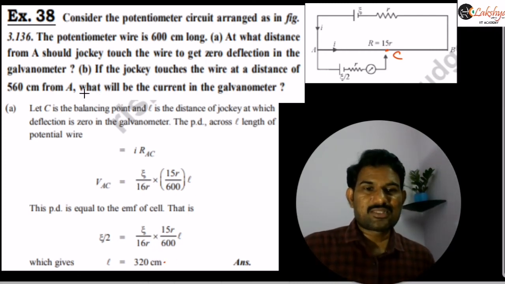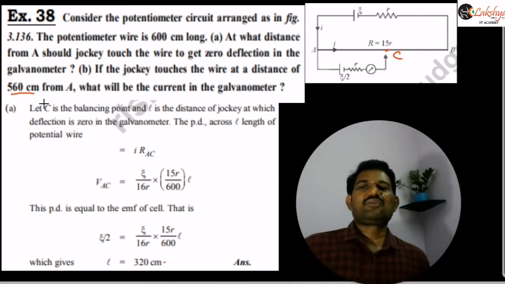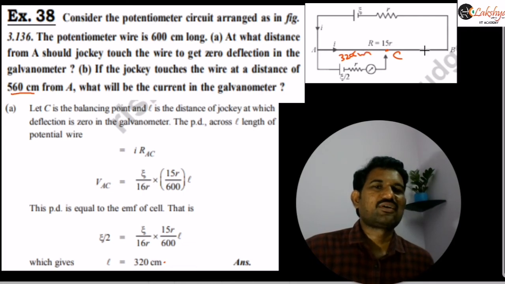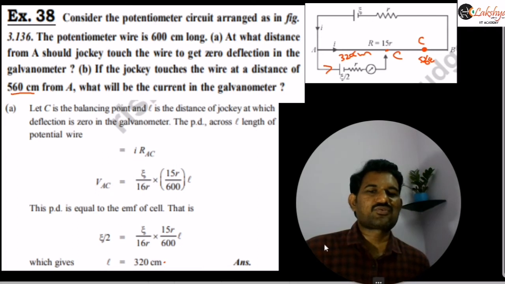So this next part is important for us. In the next part, what they are asking is that we touch the jockey at a distance of 560 centimeters on this wire. If we take 320 centimeters, then this EMF E by 2 will be balanced by the potential difference across this. Now we are touching at some other point, 560 centimeters. Then definitely the potential difference across this AC will be greater than the EMF of the cell. And so current should enter the positive terminal of the battery here.